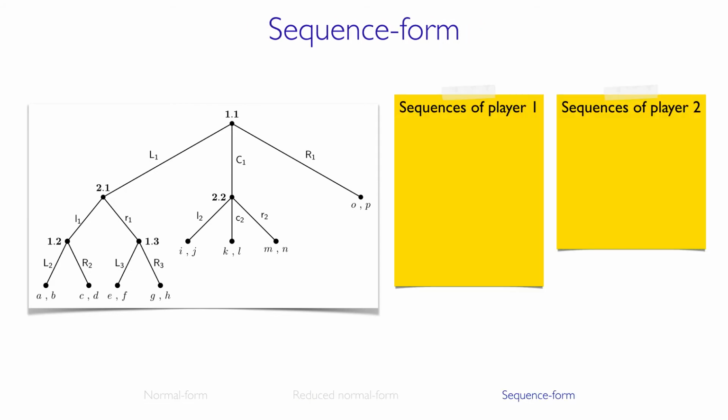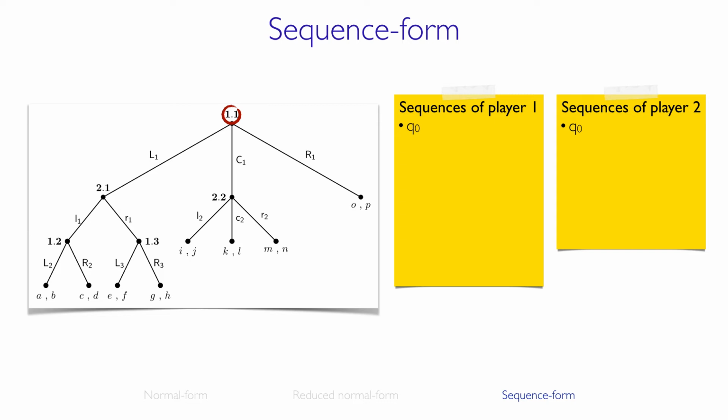Let us switch the attention to the sequence form. First, we enumerate all player sequences. Remember that given a node in the game tree, we define a sequence by taking the ordered list of a player's actions on the path from the root of the game tree to that node.